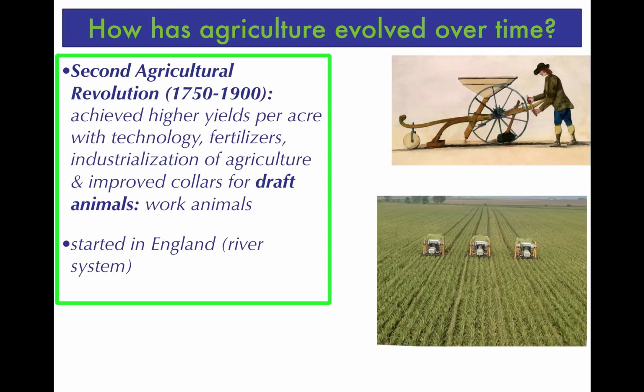During the second agricultural revolution, we saw that there were improved collars for draft animals. Draft animals are animals that work. I used a phrase in the last flip video, the beasts of burden. So working animals would need improved collars. That meant that they could pull much heavier loads and be much more productive, just generally speaking. This started the second agricultural revolution.